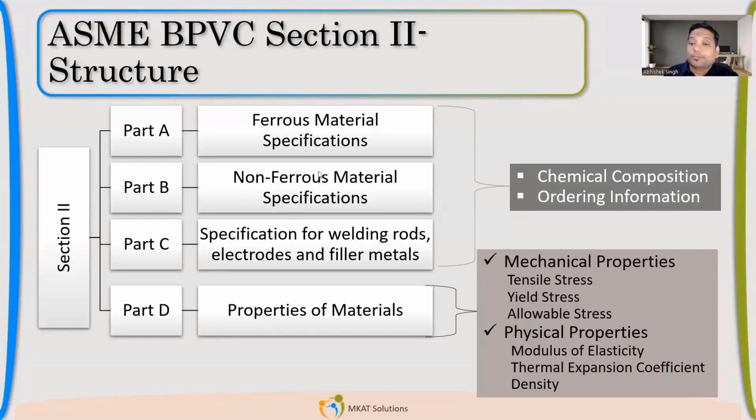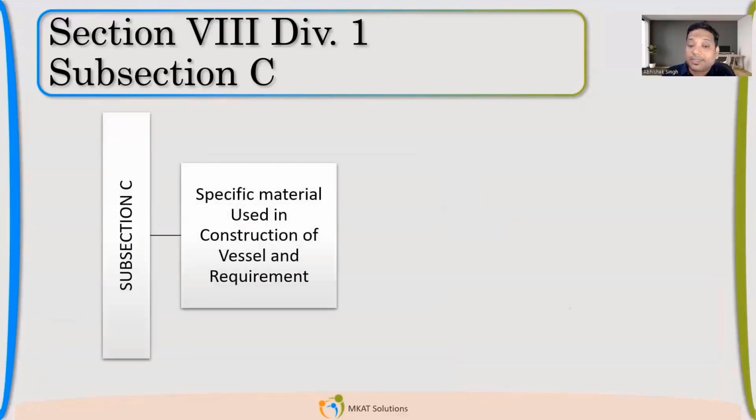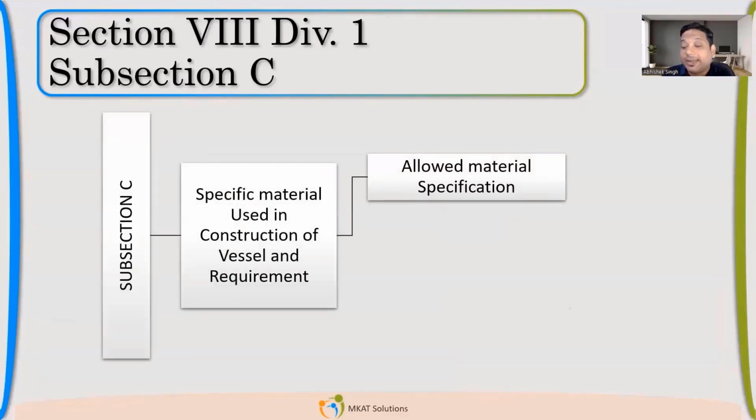So now what is there additional in subsection C? We will get what are the specifications of ASME which are permitted to be used in section 8 division 1, right? So like we said, not all the material specifications can be used in section 8 division 1. So which can be used, which cannot be used is given by this. Okay.